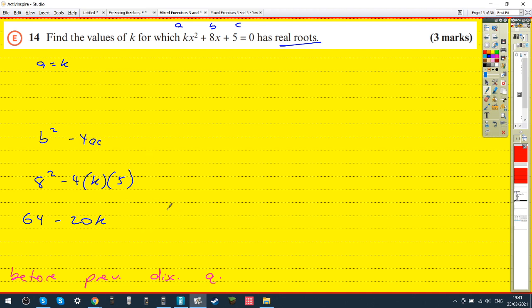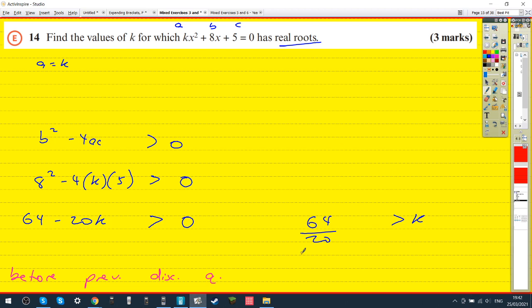So the trick, if there was one repeated root, it'd be equal to 0. Oh, it's greater than or equal to. Greater than 0. Okay, just greater than. If it was equal to, it'd be just 1. Yes, and so you solve that, and you get k. What is that? 64 over 20, and that's your answer. You'd simplify that.